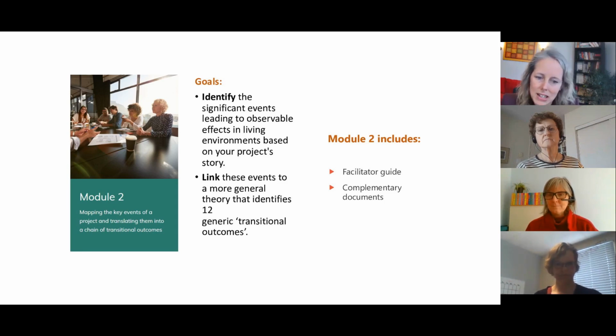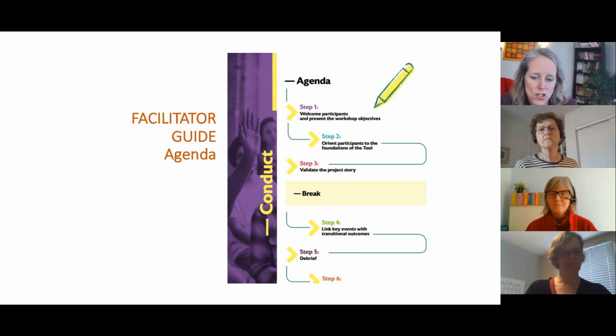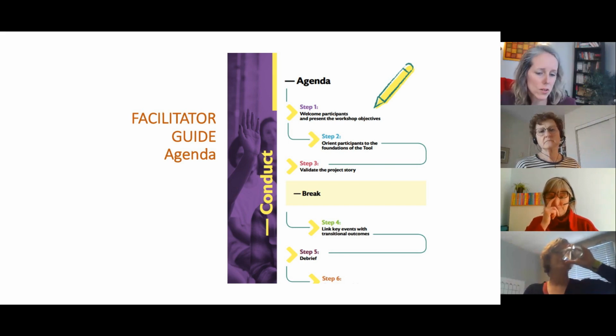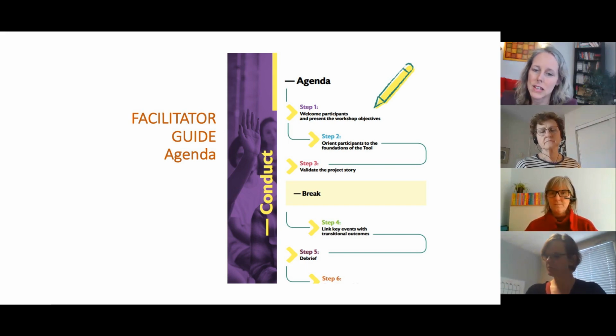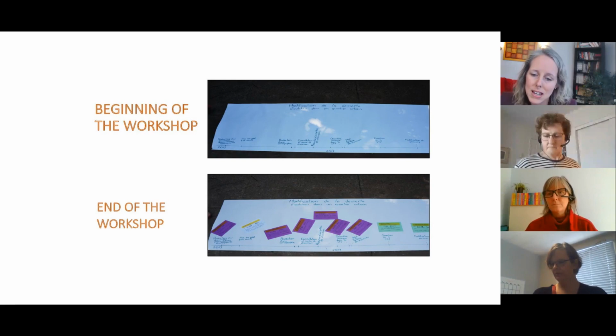So here is an example of the workshop. Like I said before, there is preparatory work before the workshop, such as putting together a banner with the highlights of the project, a line of all the significant events, as you can see in the photo on top. At the workshop, the banner will be completed, so the story will be completed, and we link the events to the transitional outcomes, as you can see in the second picture.